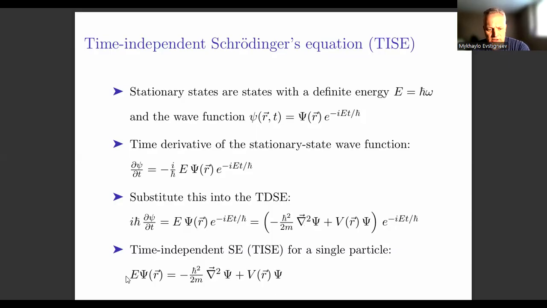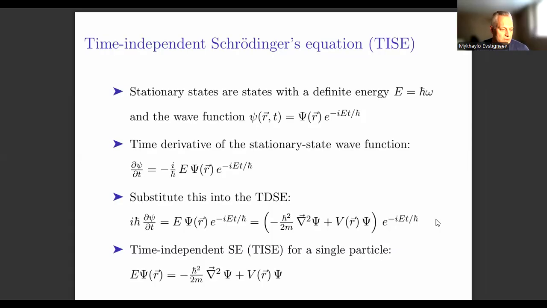It says that the total energy here, E, is not an operator, it is a number, some number. The total energy is the sum of the kinetic energy, which is the first term, and the potential energy, which is the second term in the right-hand side of the time-independent Schrödinger's equation. Right. Now, solving the time-independent Schrödinger's equation is not always easy. Most of the time, it is difficult.